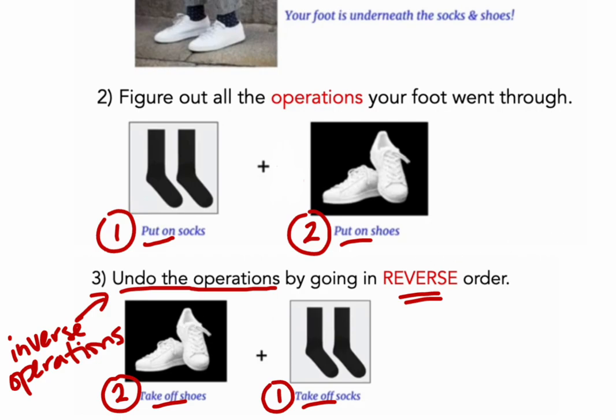Go ahead and pause the video and jot that down into your notebook. You don't have to draw the entire diagram there. You can just write putting on socks and then putting on shoes. So then undoing it would be taking off shoes first and then taking off socks. I'm getting it all mixed up in my head. And remember that you are reversing not only the order, but you're reversing the operations.